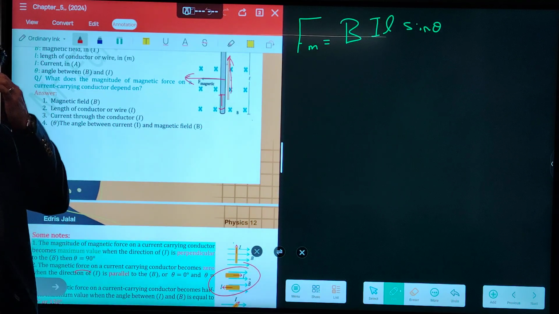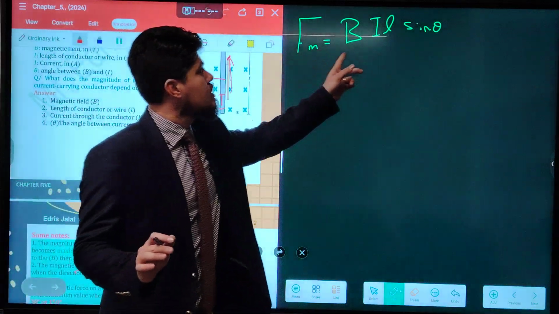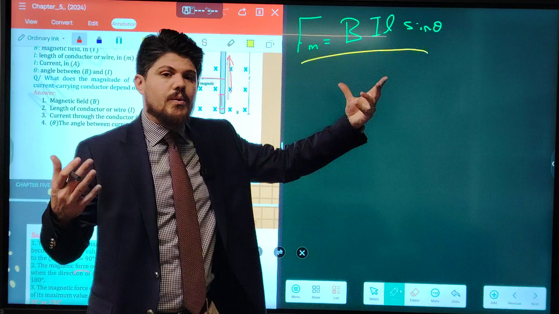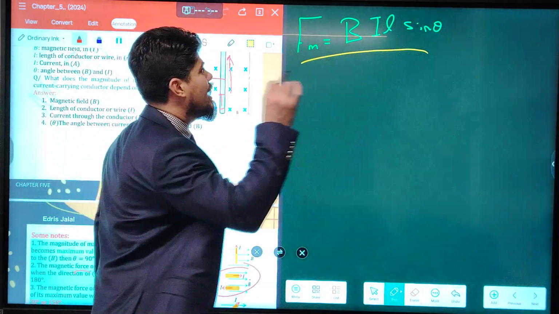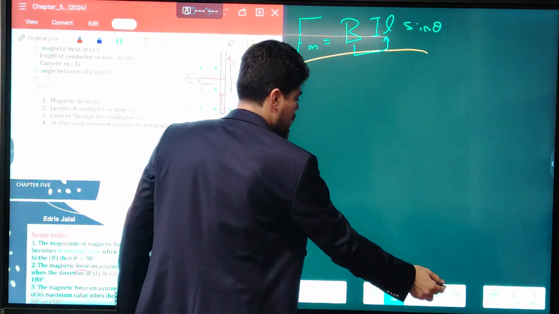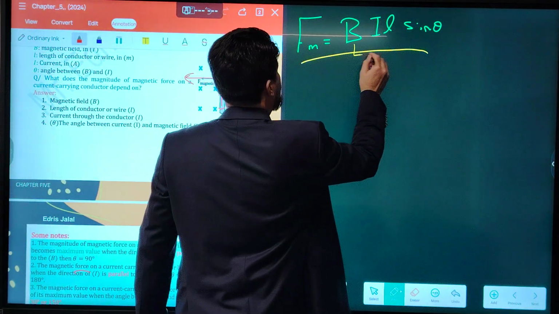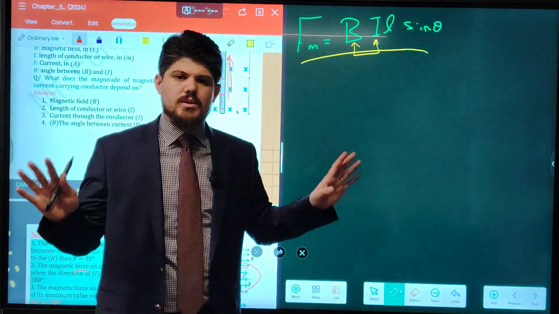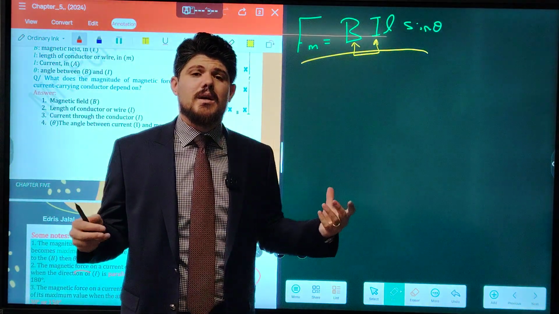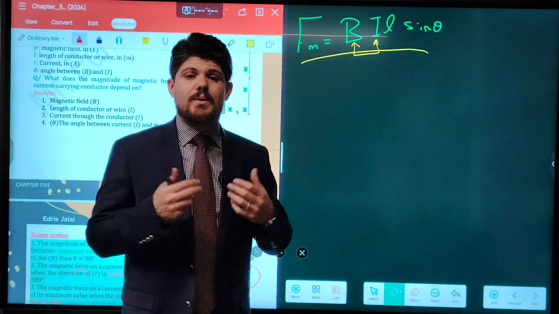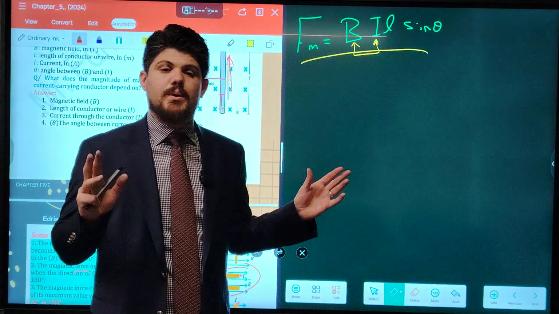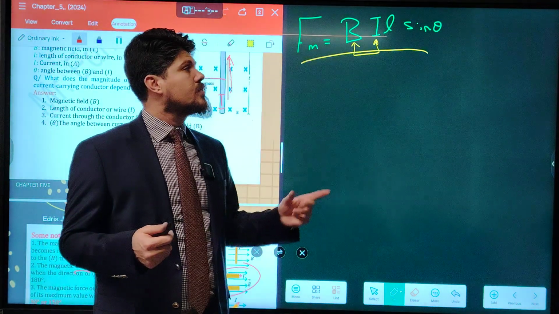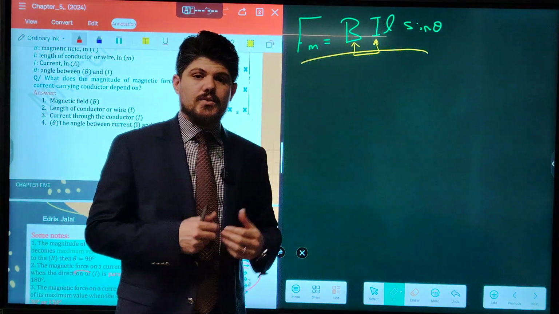What does the magnetic force on a current carrying conductor depend on? According to its equation, it depends on the magnetic field, the amount of the current, the length of the wire, and the angle between B and I. If this angle is parallel, the magnetic force becomes 0. If the angle between B and I is 90 degrees or 270 degrees, or perpendicular, the magnetic force becomes maximum. And if the angle between B and I is 30 or 150 degrees, the magnetic force becomes half of its maximum value.